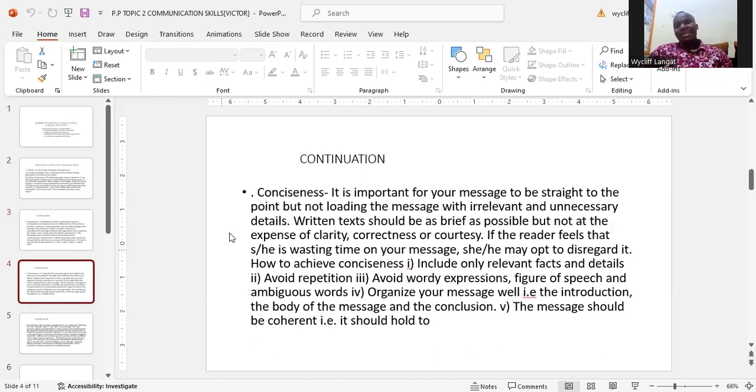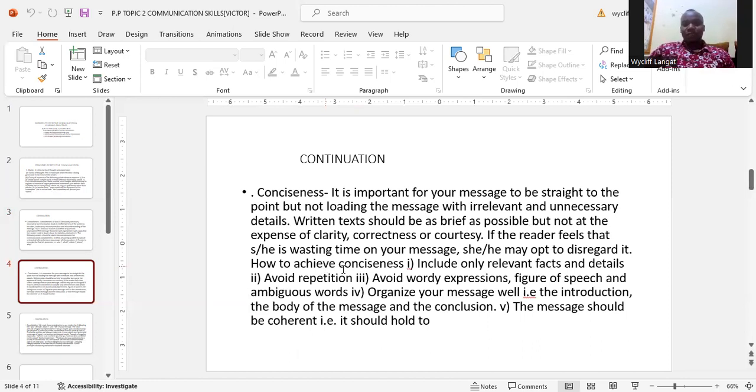We have conciseness, under principles of effective communication. It is important for your message to be straight to the point, but not loading the message with irrelevant and unnecessary details. Written text should be as brief as possible, but not at the expense of clarity, correctness, or courtesy. If the reader feels that he or she is wasting time on your message, he or she may opt to discard it.